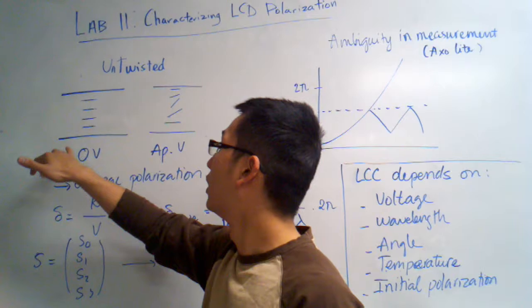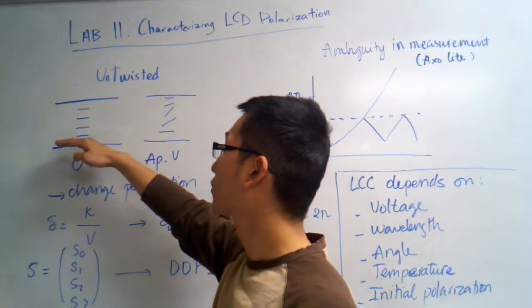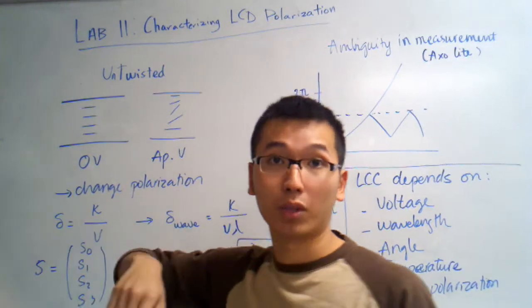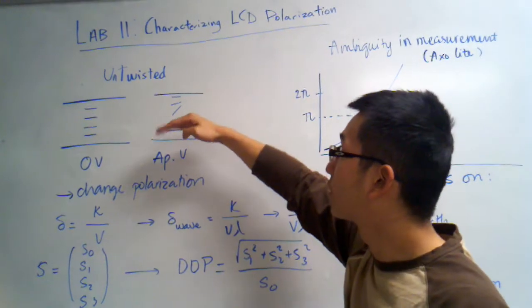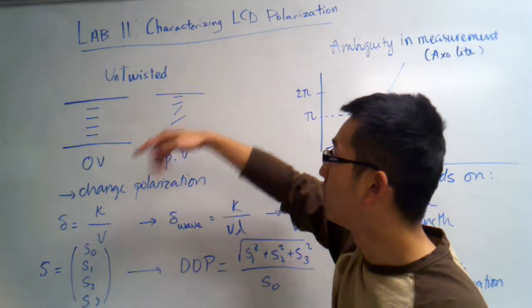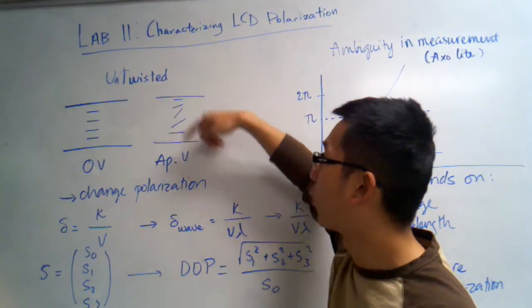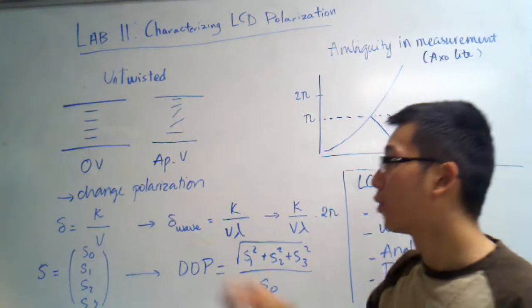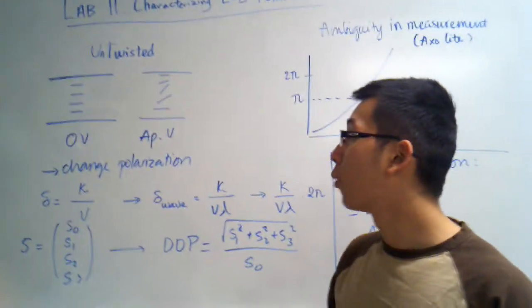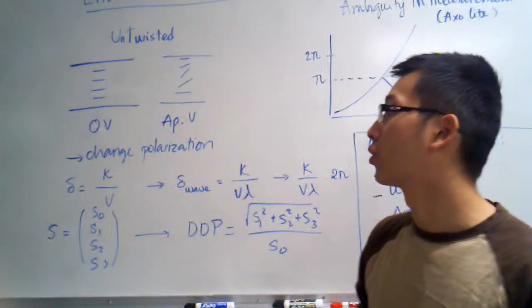This is how the molecules lay out. They lie parallel to each other when there's no voltage supplied, and they twist in the plane up toward the top when you apply voltage. So it changes the polarization, which makes it more useful for polarization control.